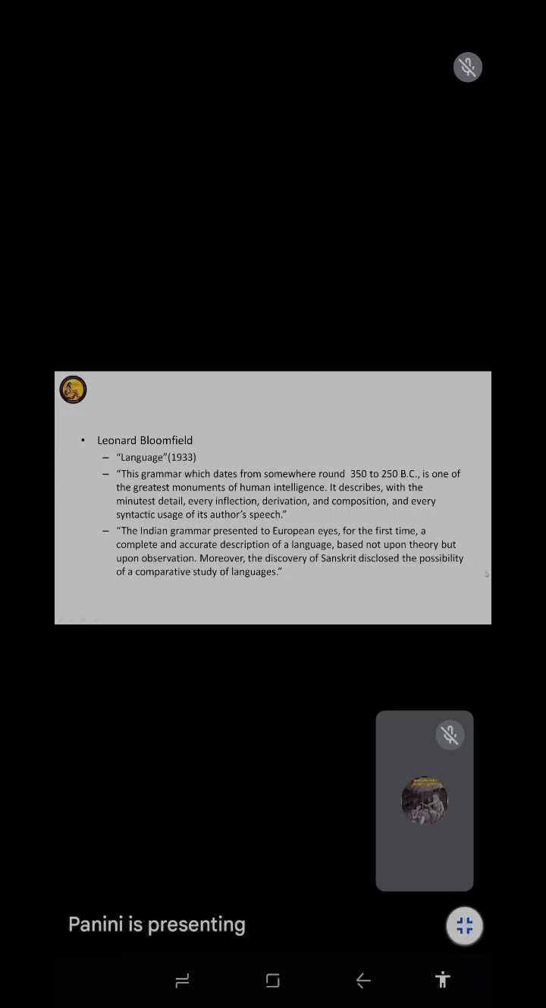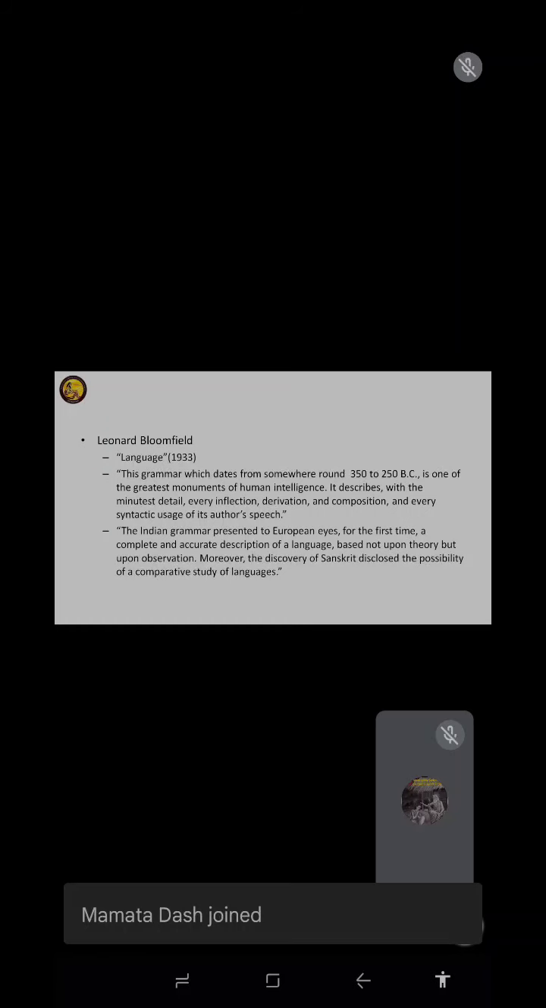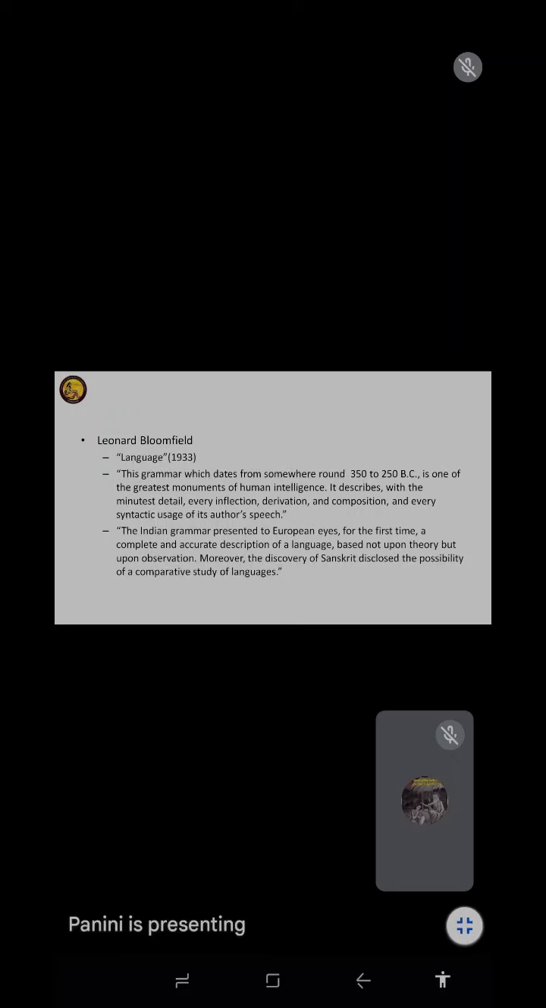So Panini gave the base or laid the foundation for the comparative study of languages in the true sense, not just mere vocabularies. Panini does not talk of vocabularies, he talks only of grammatical structure: how sounds are changed, when they are changed, how they are changed. These are the basics we need in a language. Whether you call it theory or observation is a matter of our understanding.